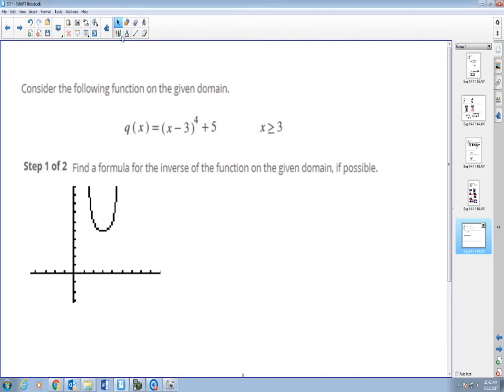However, the constraint says look at this function where x is greater than or equal to 3. If you look at the vertex right now, the vertex is located at 3, 5. Okay, so 1, 2, 3, up 5. So that means the vertex is right here. Look at this function only at x greater than or equal to 3. That's to the right side of the 3. That means everything to the left side of the 3, I'm gonna actually throw it out because the problem never wants me to look at that side.